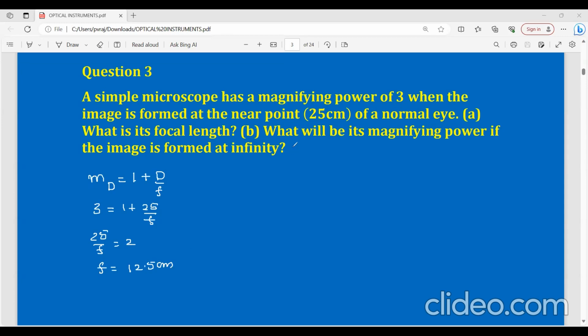And what is the second part of this question? What will be its magnifying power if the image is formed at infinity? That is also a simple formula. What is the formula in the case of a simple microscope? That is simply D/F. D was already given, which is 25, and F we calculated now, 12.5 centimeters. The ratio becomes 2, and the answer for the second part will be 2 only.